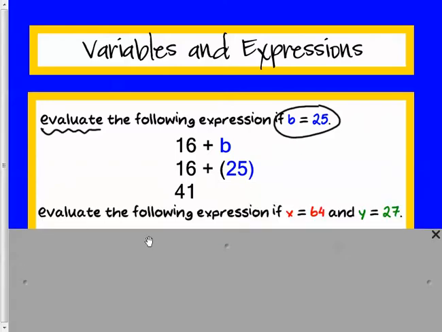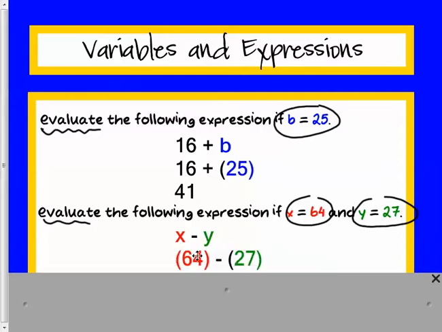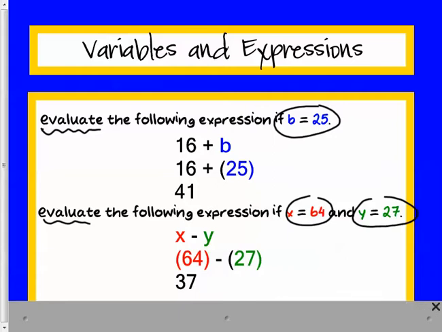Okay, so sometimes they might ask us to evaluate the expression and they give us two pieces to plug in. In this case, we're taking x minus y. So they want us to plug in 64 for x and 27 for y. When we do that, we can just then subtract, and 64 minus 27 is 37.